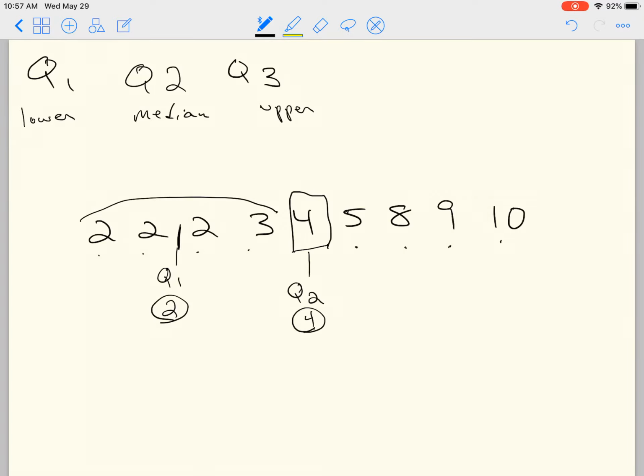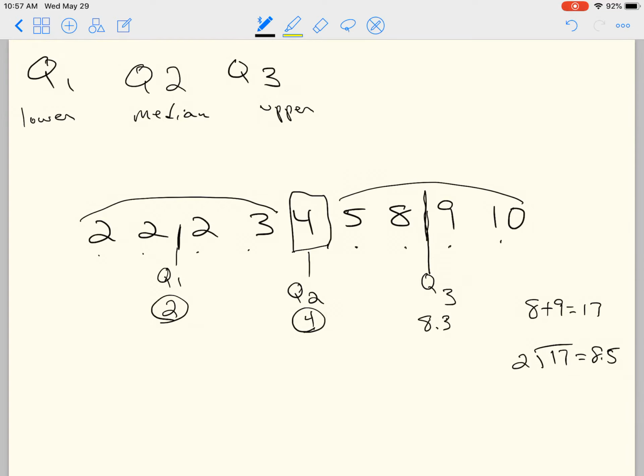Now, the upper quartile, or quartile 3, the middle would fall right in between the 8 and the 9. Now, 8 plus 9 equals 17. 17 divided by 2 equals 8.5. So quartile 3 is 8.5. All right?